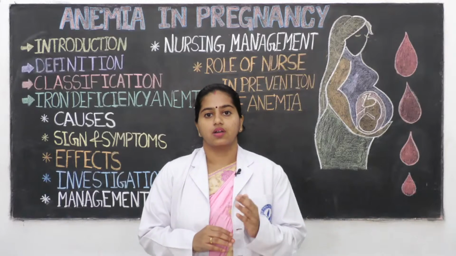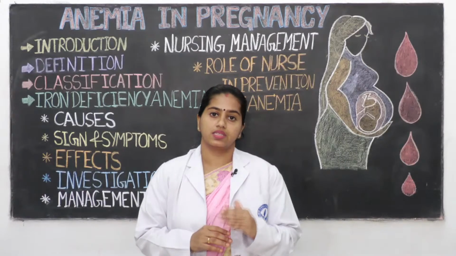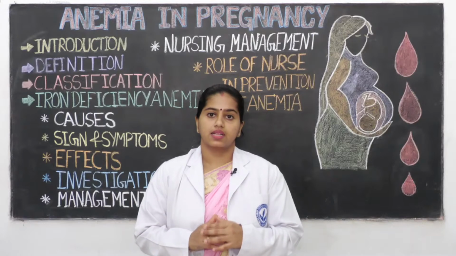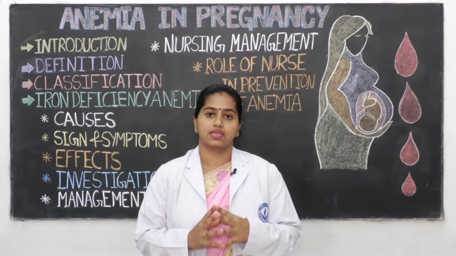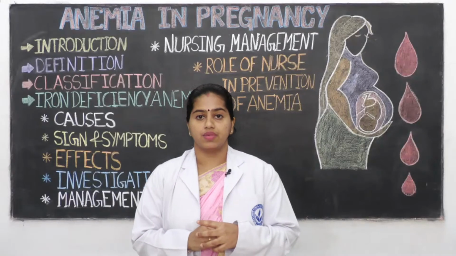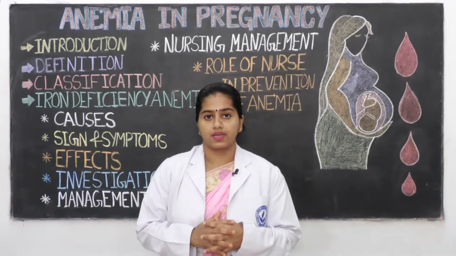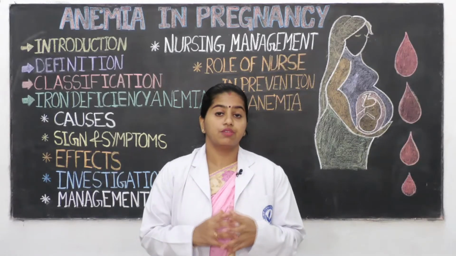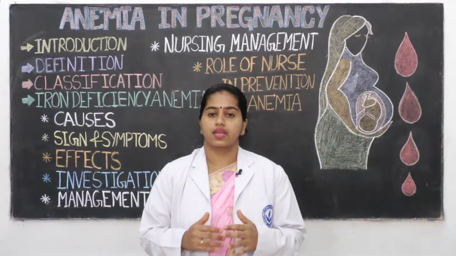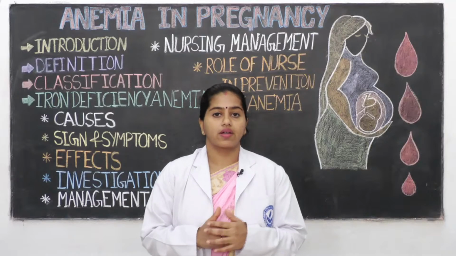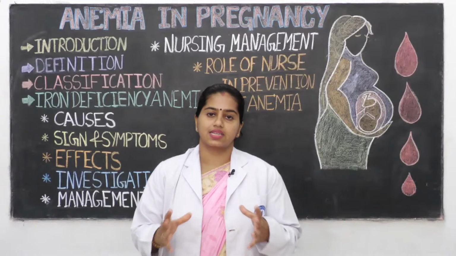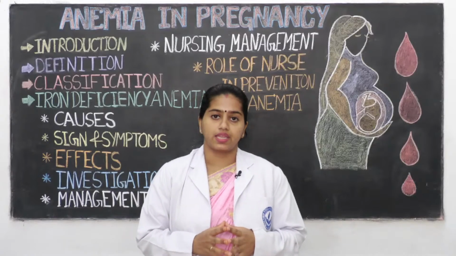Then the second one is chronic. The commonest chronic causes are hookworm infestations and bleeding from piles or peptic ulcers. Next we have hereditary causes like aplastic anemia, then thalassemia, hemolytic anemic states, and hemoglobinopathies. There are also infectious diseases like malaria, tuberculosis, and Kala-Azar, urinary tract infections, and chronic diseases of the kidney or liver. So this is a general classification of anemia in pregnancy.